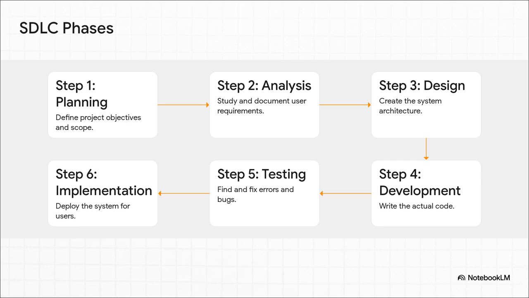Next, you create the architectural blueprint in the design phase. Only then do you start development and actually write the code. After that comes intense testing to squash all the bugs. And finally, you implement it for everyone to use and then maintain it. This is how the pros build software that actually works.